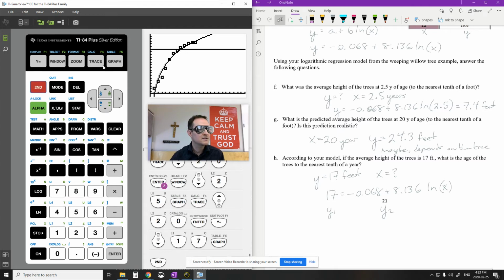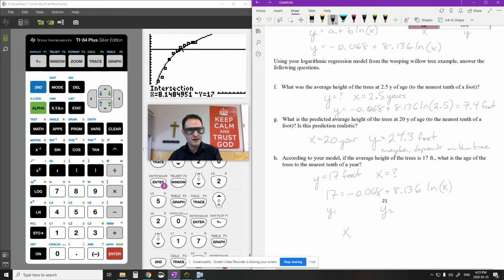So I'm just going to go second trace, intersect, enter, enter, enter. So I get an x value of 8.1. To what? To the nearest tenth of a year again? So 8.1 years old. Perfect.